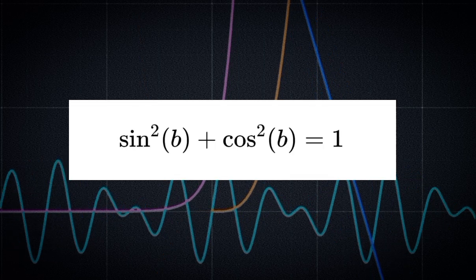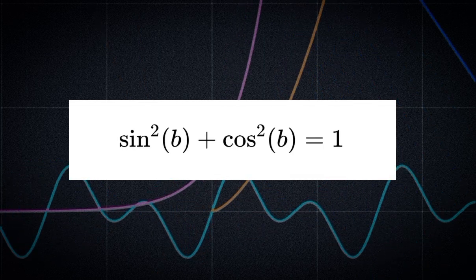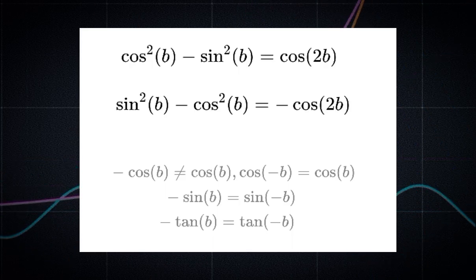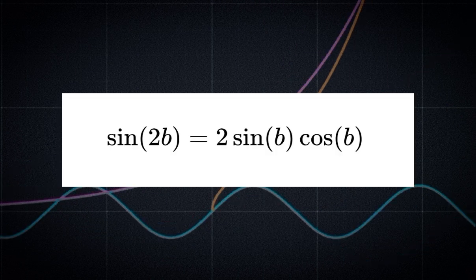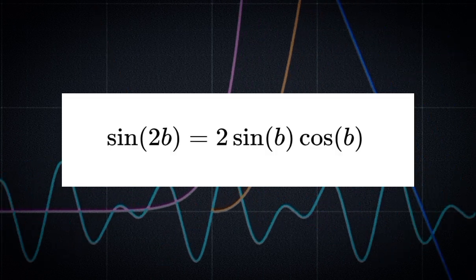Squared sine of B plus squared cosine of B, that is just 1. Squared cosine of B minus squared sine of B, that is, cosine of double B. Sine of double B, that is, 2 times sine of B, and that times cosine of B.